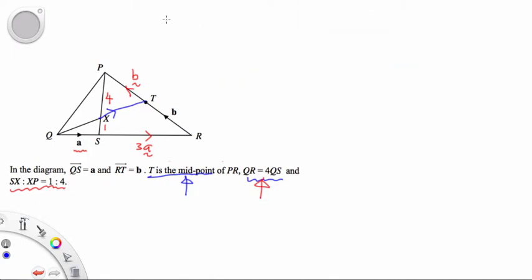Next, question 7B, D. Now they want you to find QX. Same thing, to find QX, I move from Q to S, followed by moving from S to X.